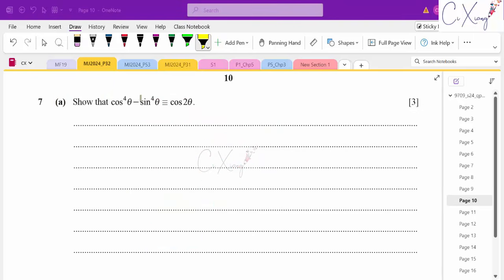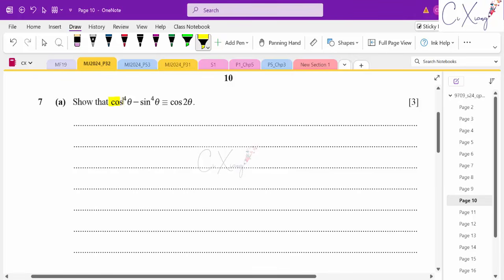Okay, so question number 7. So they want to show that this equals this one. Alright, so let's start. For me, I will start from left hand side here. Cos power 4 minus sine power 4. How can we simplify cos power 4 minus sine power 4?